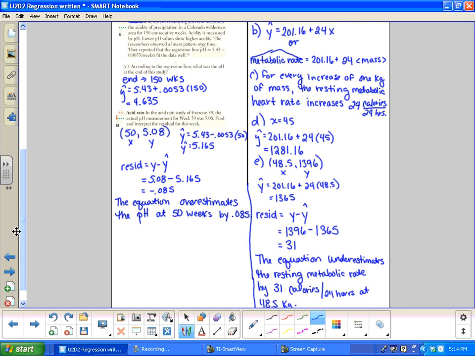And then for E, I've calculated the residual for 48.5. Here, they didn't give you the y value in the question. You actually had to go up and find it in the data set and pull that y value out. That's where I got the 1396. Then you calculate y hat for 48.5, and then you subtract y minus y hat. Here, once again, this has underestimated because it's positive, so my point is going to lie above the line.